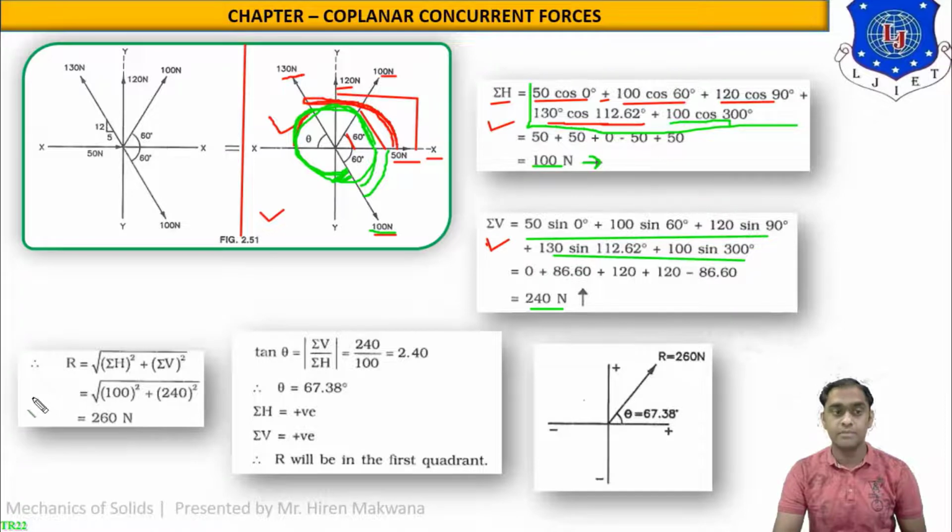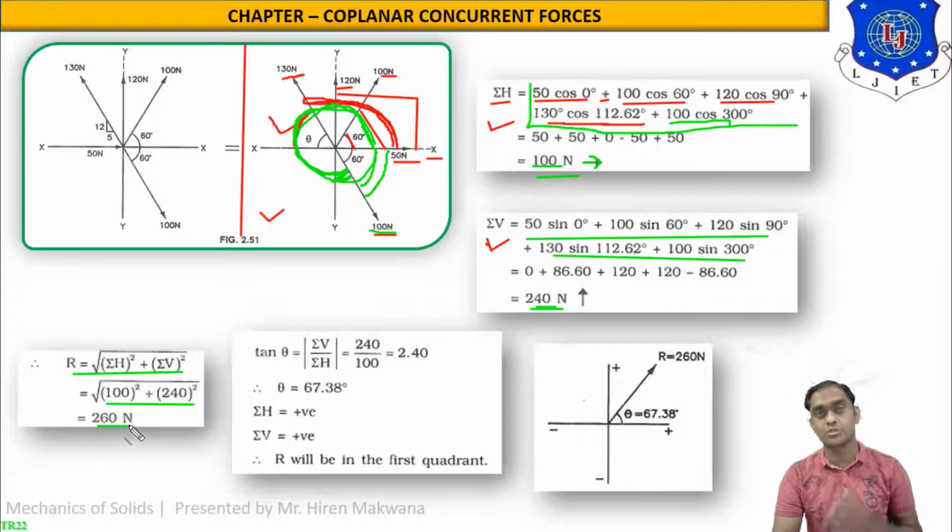Now the term resultant. What is the resultant? Under root of sigma H square plus sigma V square. Sigma H equals 100 Newton, sigma V equals 240 Newton. So just replace the values, you will get the answer of 260 Newton. So this is the magnitude of the resultant, 260 Newton.